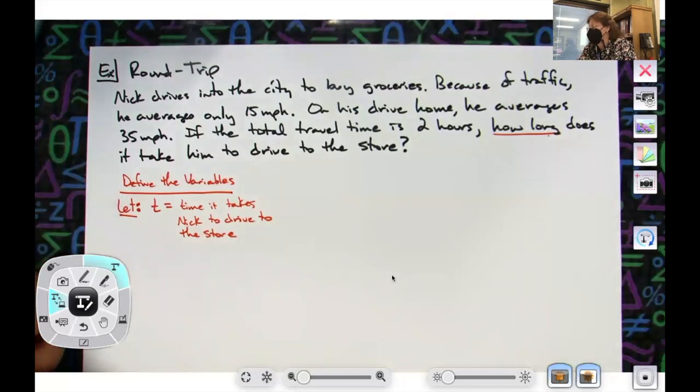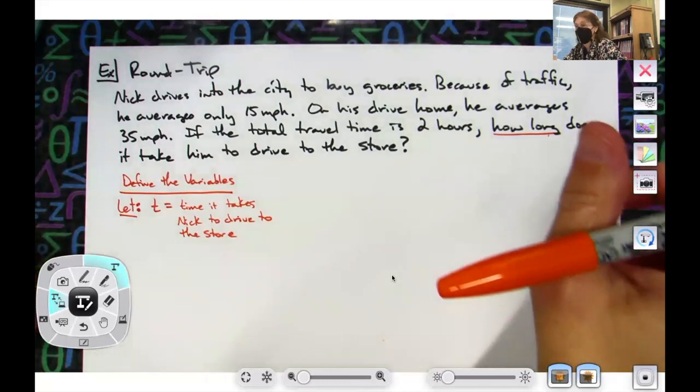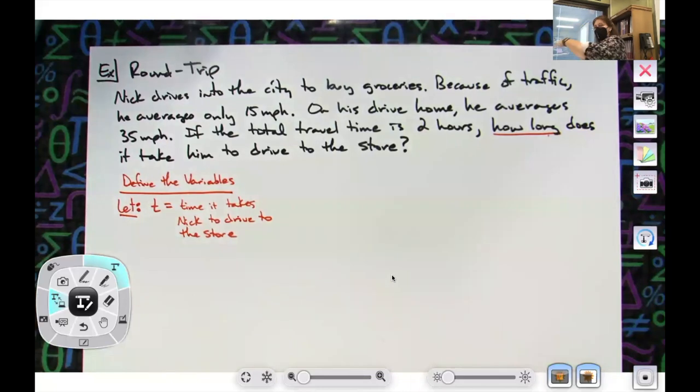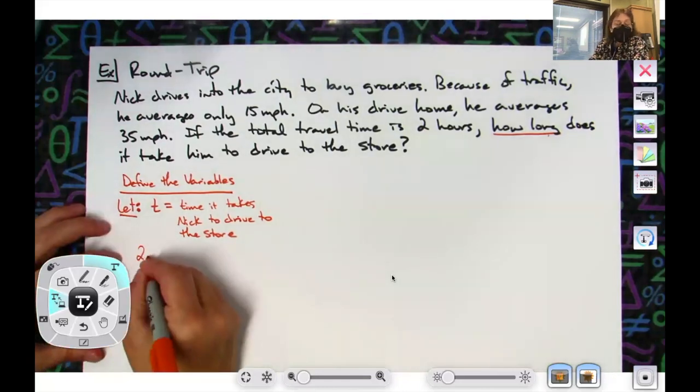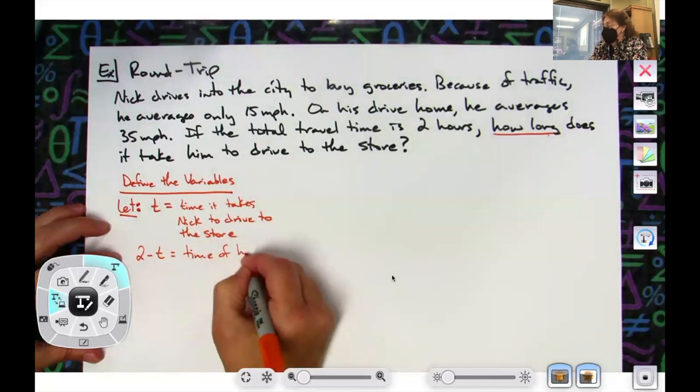Now I need another time. It's a round trip, right? If it took T amount of hours for him to drive to the store, and the round trip took 2 hours, his return trip took how long? T minus, or what? What'd you say again? Two minus T. The whole trip took 2 hours. If him going to the store took T, then coming home has got to be 2 minus T. Okay? So, 2 minus T, time of his return trip.